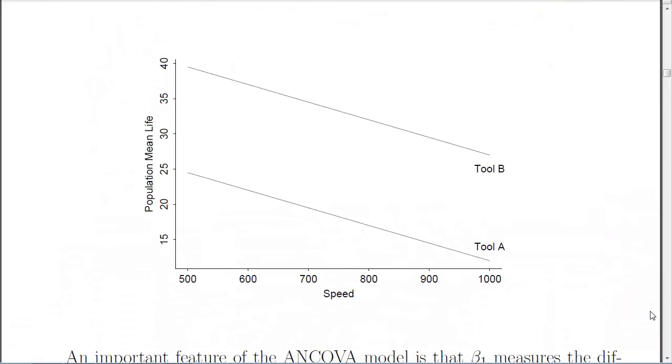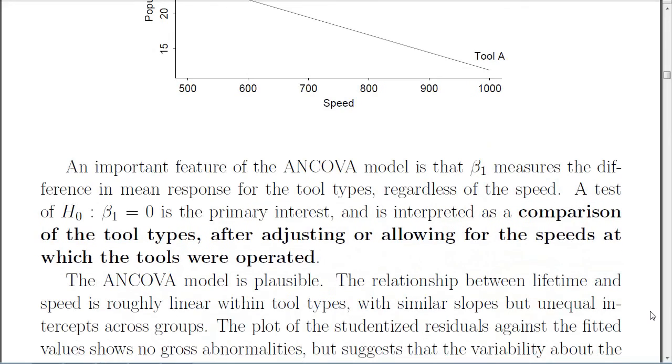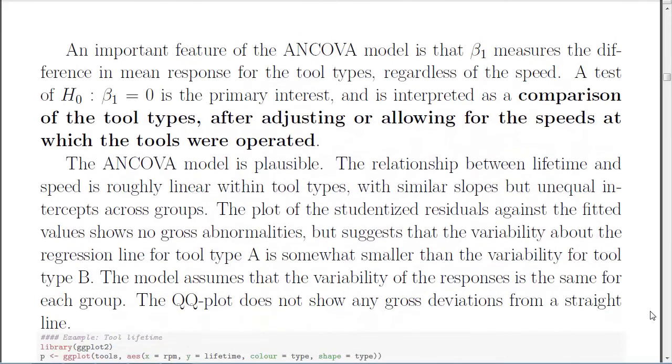So that would be an example of a result that could come from this model. This doesn't represent the data that we saw before. It's just an example of what that model could look like.